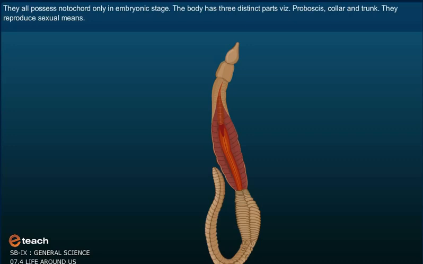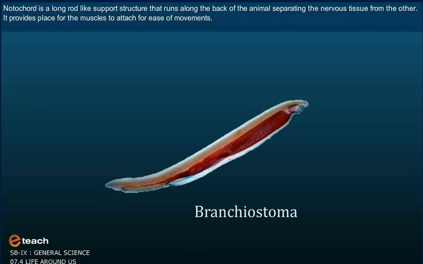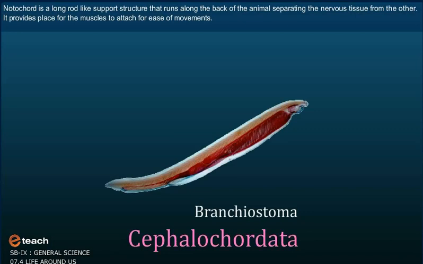The body has 3 distinct parts, namely proboscis, collar and trunk. They reproduce by sexual means. They possess gill slits for respiration. Examples: Balanoglossus, Herdmania, Amphioxus.